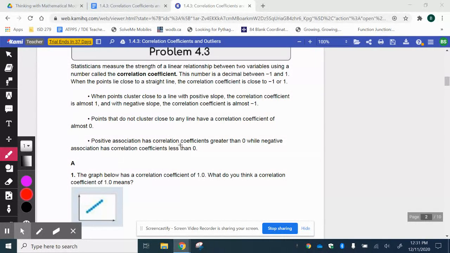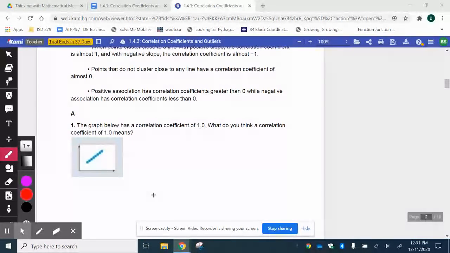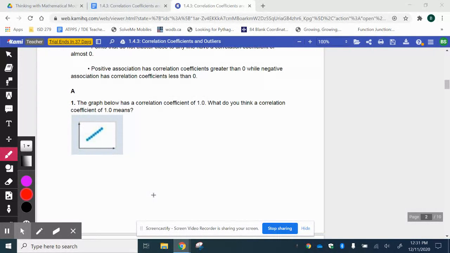Positive association has correlation coefficients greater than 0, while negative association has correlation coefficients less than 0. So you're looking to see again if your line is positive or negative, going up or down. In part A, the first question says, the graph below has a correlation coefficient of 1.0. What do you think a correlation coefficient of 1.0 means? So what does it mean that this line looks like this? What does that 1.0 tell you about the line?